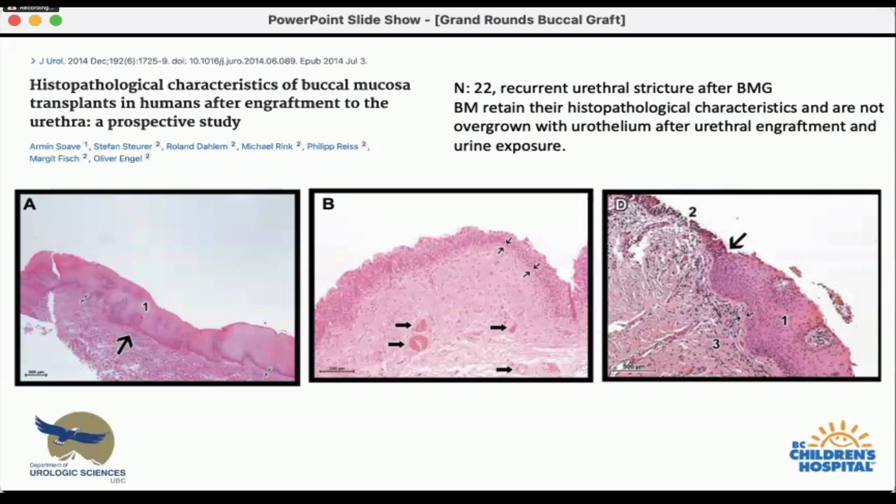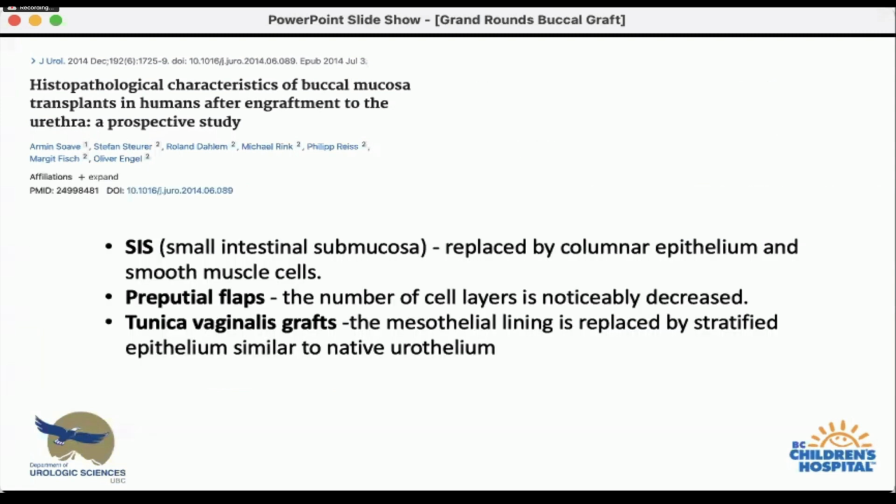So the authors conclude that buccal mucosa graft keeps its histological characteristics without undergoing the metaplasia or epithelial thinning that other grafts can present. So they compare. The CIS graft is replaced by columnar epithelium and smooth muscle cells. The preputial flap decreases the number of cell layers, and the tunica vaginalis has its mesothelium lining replaced by stratified epithelium, similar to the native urothelium.